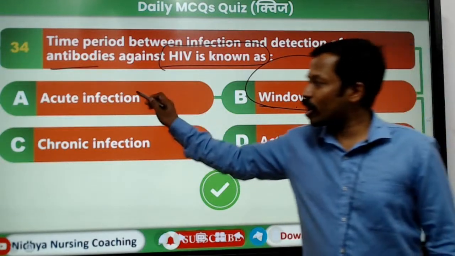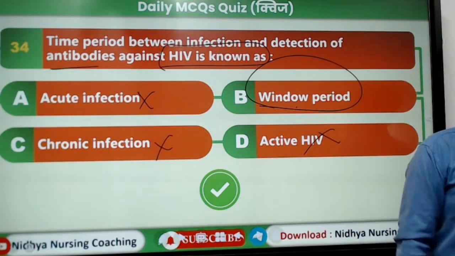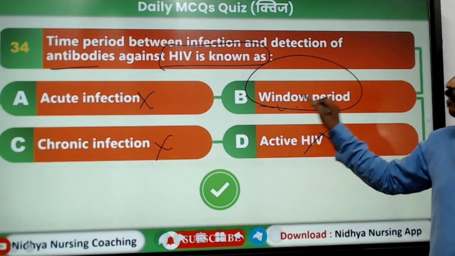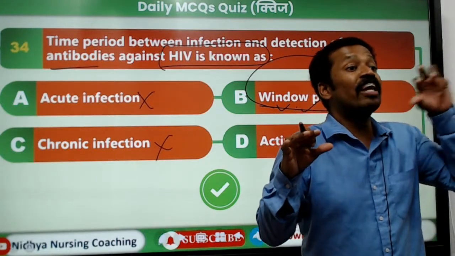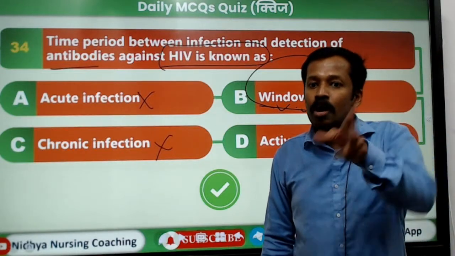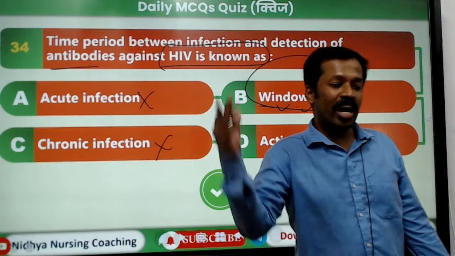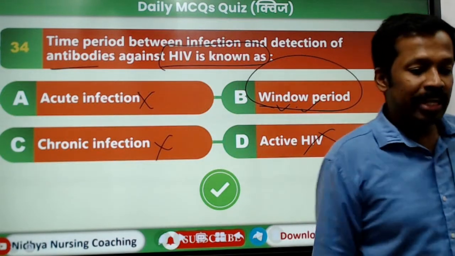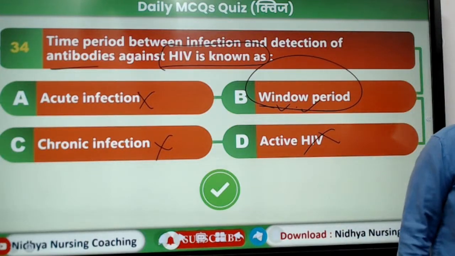It is not acute infection, it is not chronic infection, it is not active HIV. So window period differs for different techniques and methods. Based on which method we are using, the window period will be different. Just write a few points about HIV window period.